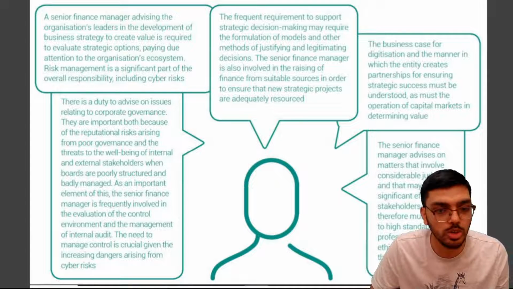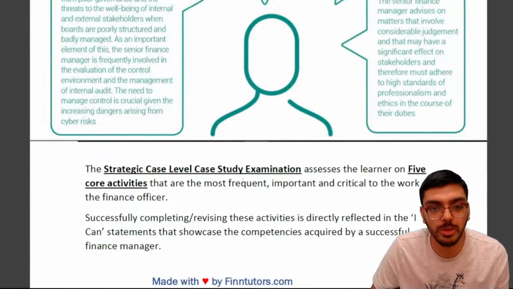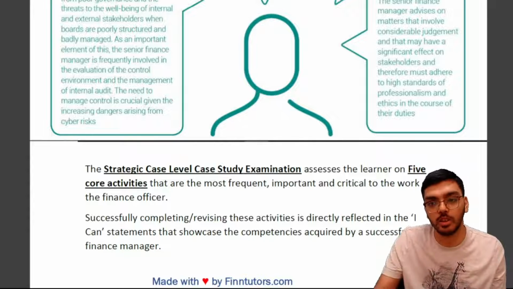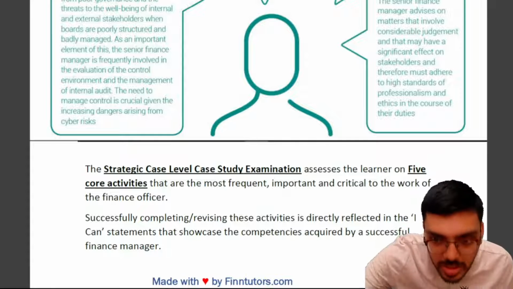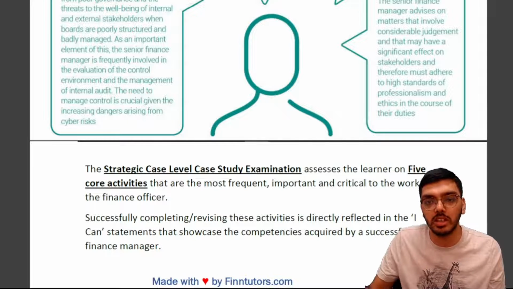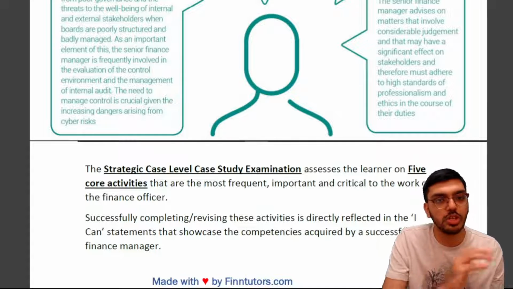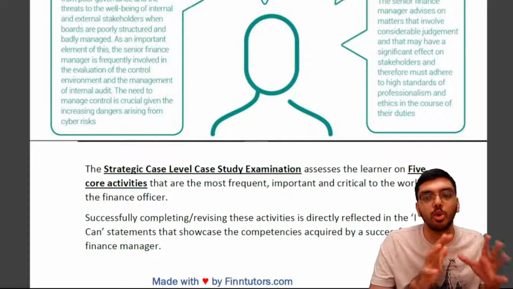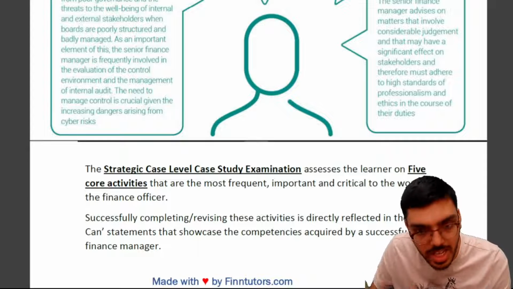If you work on your E3, P3, and F3 knowledge, automatically you will be able to showcase the role of a senior finance manager. So the blueprints and core areas and all these technical terms that they've given is nothing but revision from E3, P3 and F3. You do your revision, you're good to go. So the strategic level case study examination assesses any learner on 5 core activities or 5 core syllabus areas.